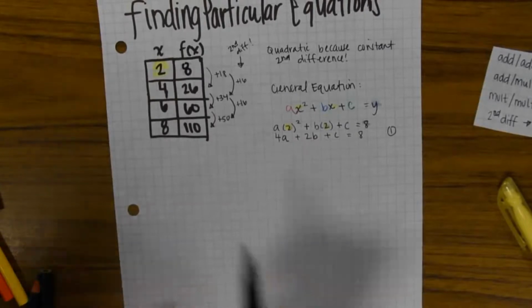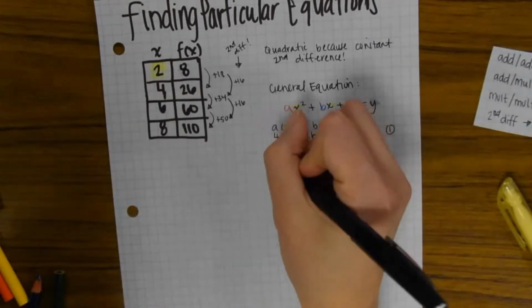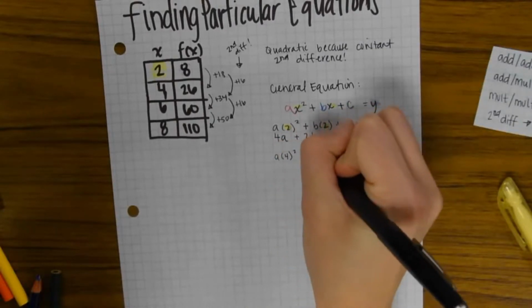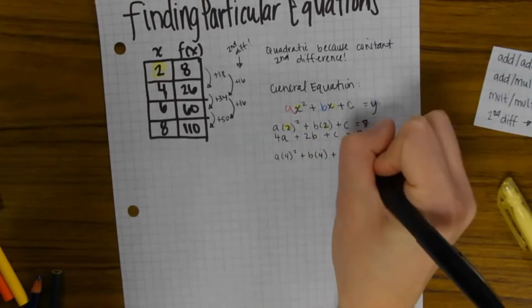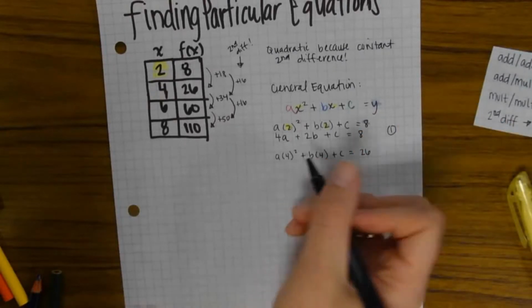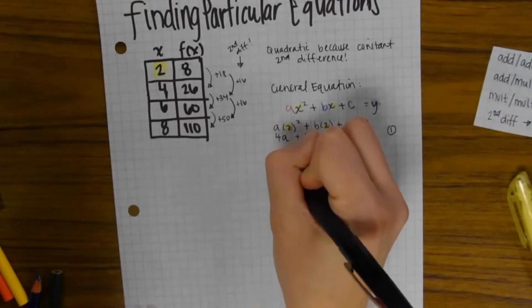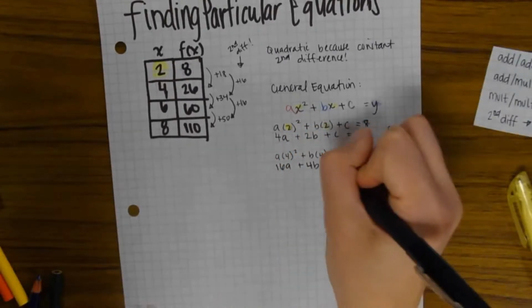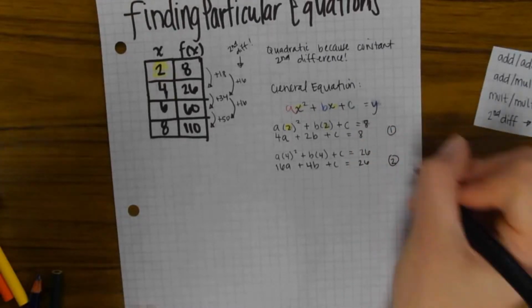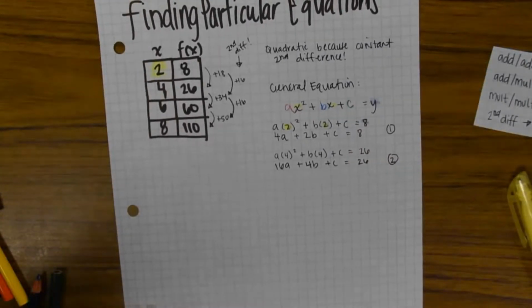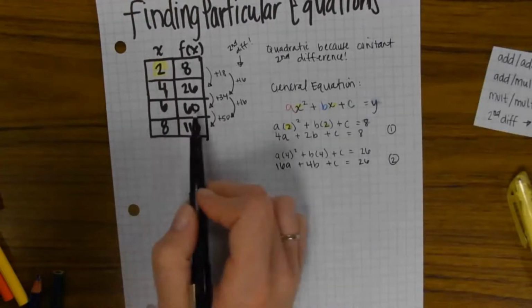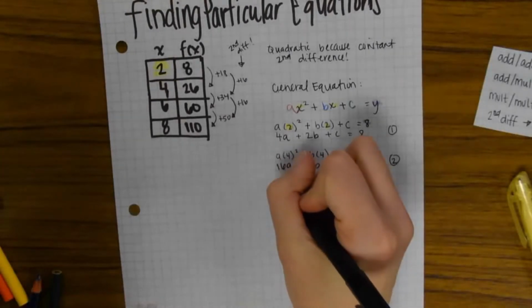So let's take the second ordered pair and write another one. A times 4 squared plus b times 4 plus c equals 26. We can simplify it. 4 squared is 16, so we have 16a plus 4b plus c equals 26. That's our second equation. I need 3. I have 3 unknowns. I need 3 equations. So let's just go to the third ordered pair.